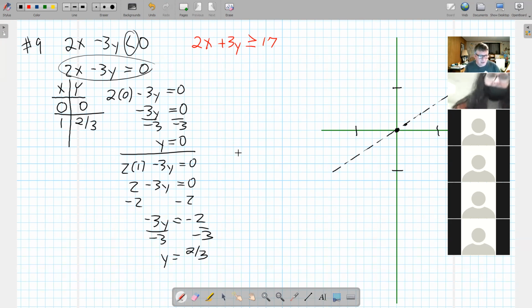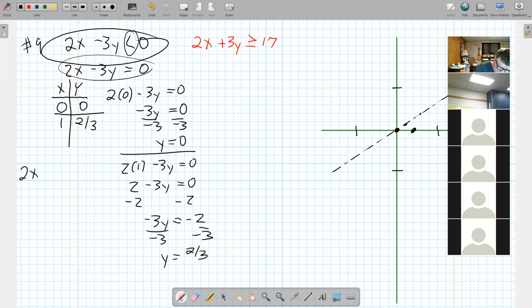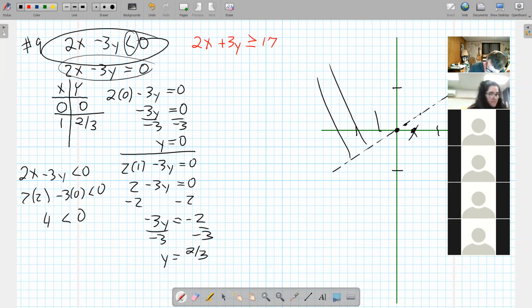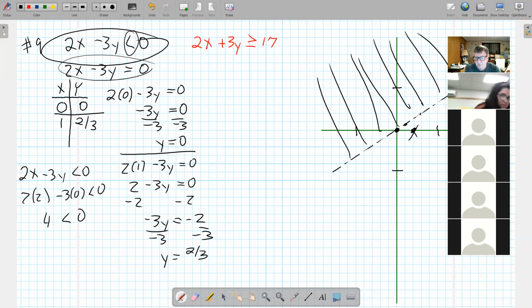Okay, and then let's see. So we need to pick, oh, we can't use 0, 0 as a test point because the line goes through 0, 0. So how about if we pick this point right there, 2, 0. Now I'm going to plug it back into my original inequality. So if x is 2 and y is 0, I get 4 less than 0. 4 is not less than 0, so this is not correct. So the graph would be up there.